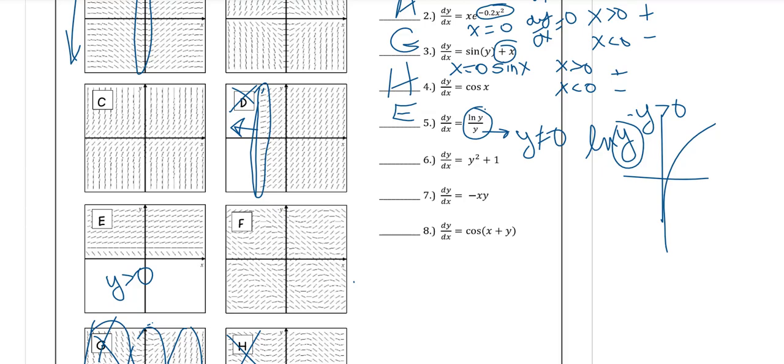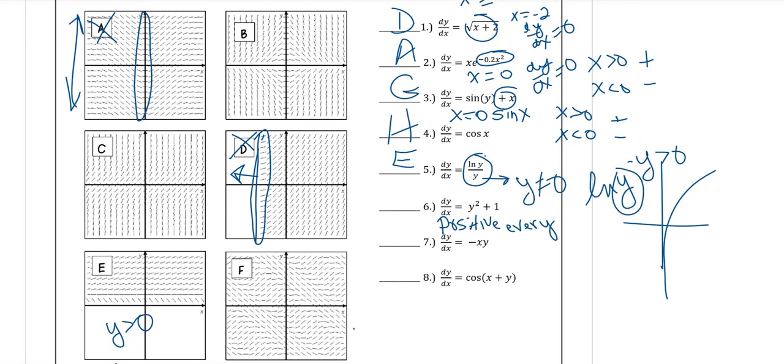Okay, number 6, what we're looking at is the fact that this is going to be positive everywhere. So every slope of all these little tangent lines is going to be positive. That's the first thing. Actually, that's enough. If you look at the ones we have left, B, C, and F, the only one that has all positive tangent lines is C.